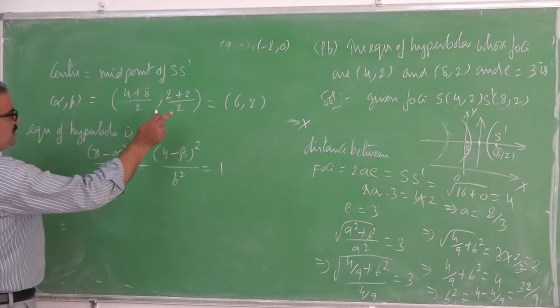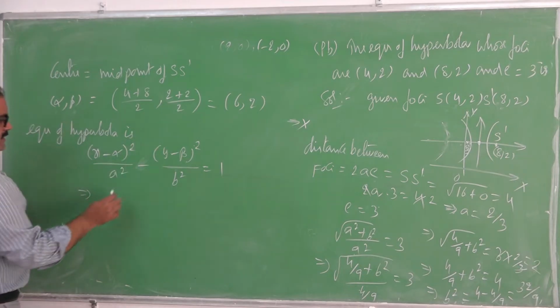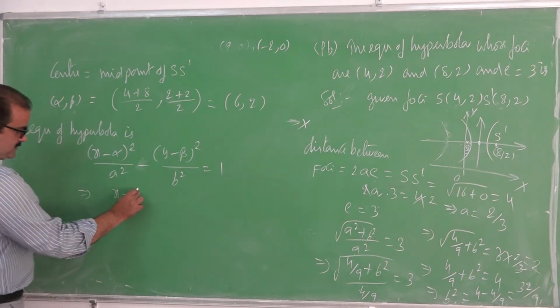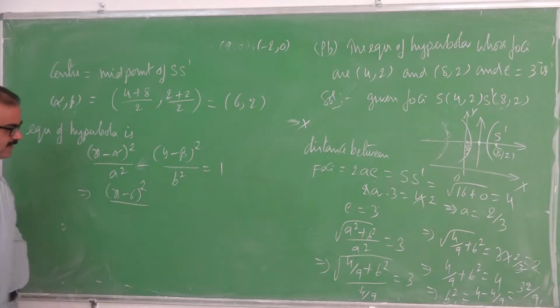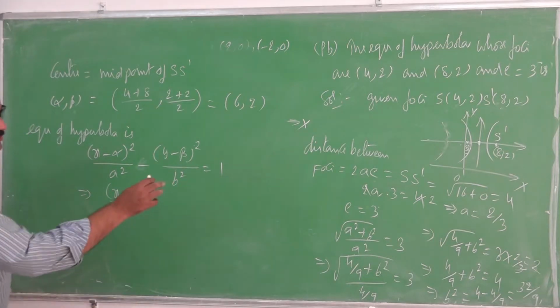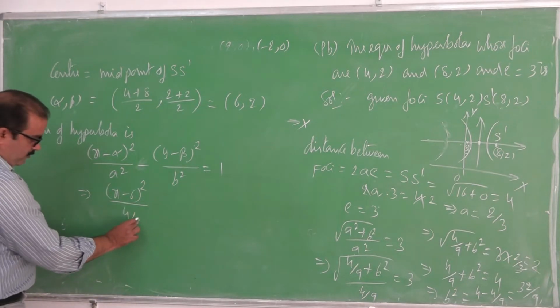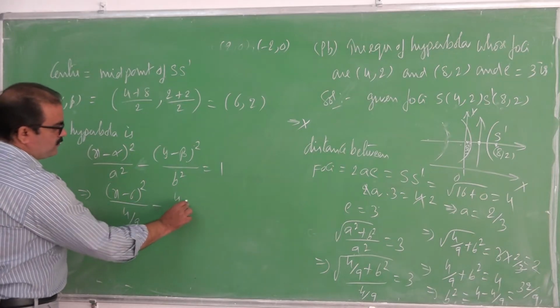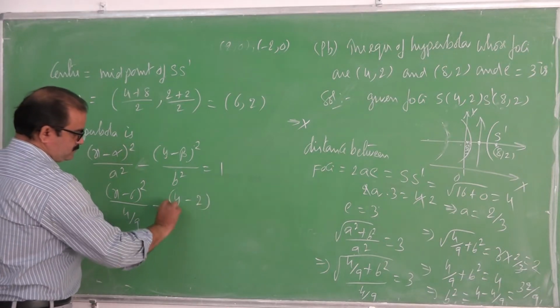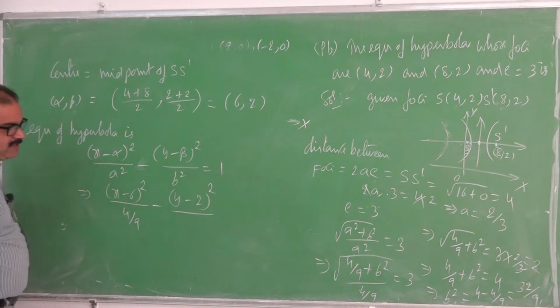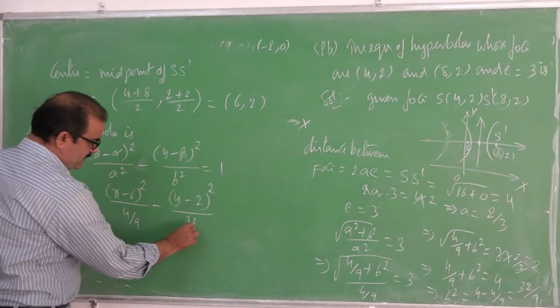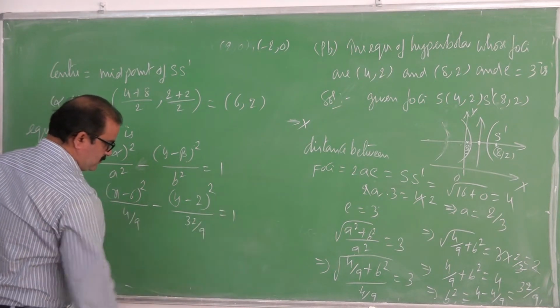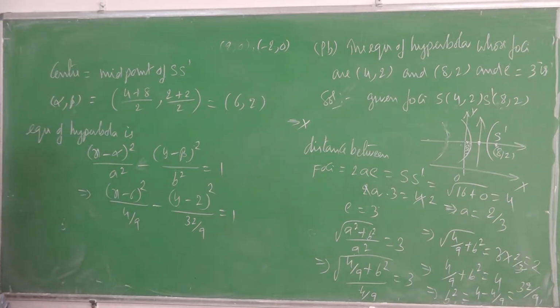Okay, you put alpha is equal to 6, beta is equal to 2. (x minus 6) whole square by a square, a is 2 by 3, so a square is 4 by 9, minus (y minus 2) whole square by b square, which is 32 by 9, is equal to 1. Now simplify and find the equation.